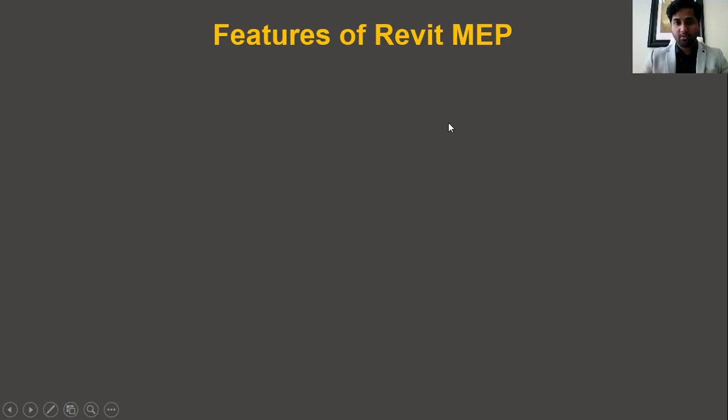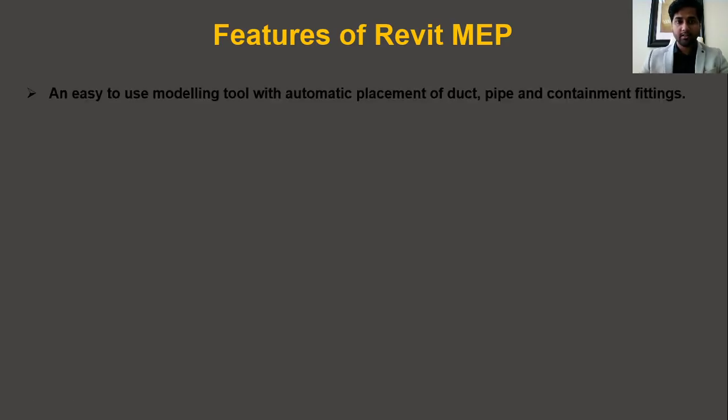Now, what I was discussing about the features of Revit. The first one being the automatic creation or easy creation of ducts, pipes, and other disciplines of MEP, along with the fittings, right? So let's see what that means. I'm going to click on duct here, and let me create a duct routing here.